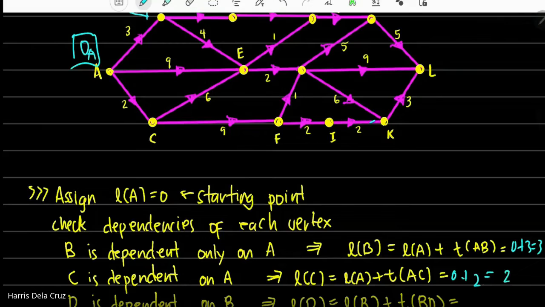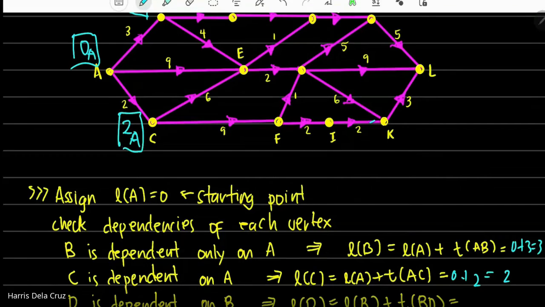So, fix na yon. Again, dito, ang pagde-decide ng fix, kung ano yung mga dependent, kung saan siya dependent. Yan, kung saan siya dependent. Eh, sa A lang naman siya dependent. So, tapos na. Ibig sabihin, wala ka nang hinihintay.